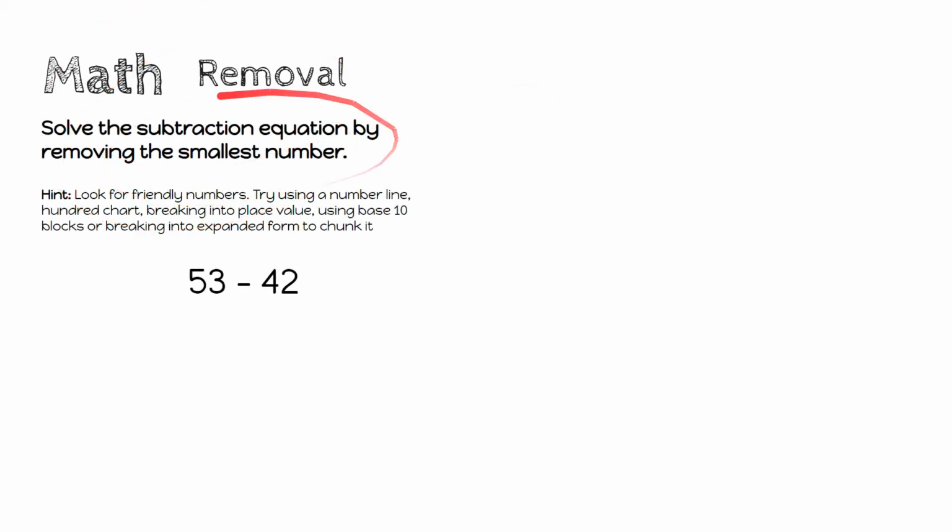So for removal, we can solve the subtraction equation by removing the smallest number. So what is the smallest number here? Is it 53 or is it 42? It's 42. So we want to remove 42 from 53 because 42 is the smaller number and we want to work with the smallest number.